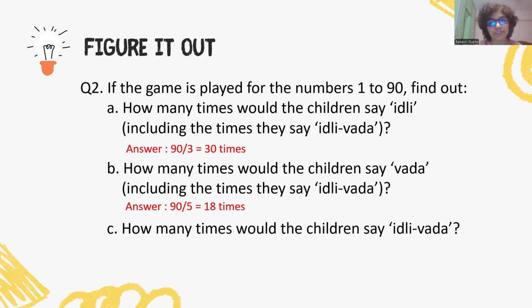How many times would the children say idli vada? First time they say it at 15. So after every 15 numbers, it will repeat. So 90 divided by 15. That is 6. You remember the 15 table? 15 into 6 is 90.